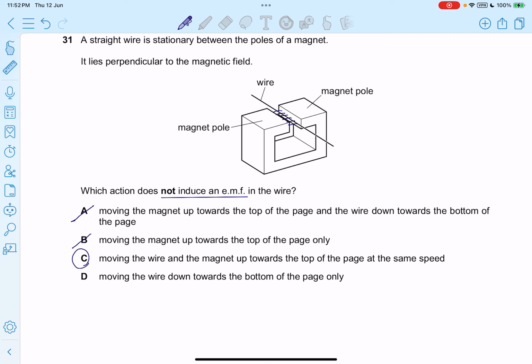C, moving the wire and the magnet up towards the top of the page at the same speed. So the entire setup is just moving up at the same speed. So C is correct because you won't cut the magnetic field if you move both of them at the same time with the same speed. It's just going to go up. So C is the correct answer. D is wrong because if you move the wire down, you're going to cut the magnetic field. So D is wrong. So 31, EMF is not induced in option C.